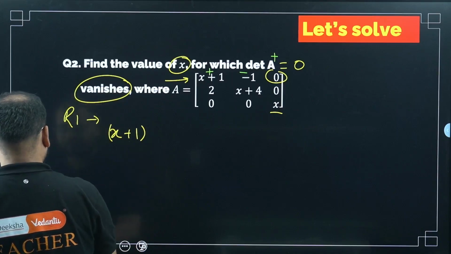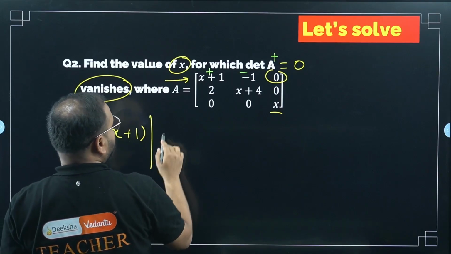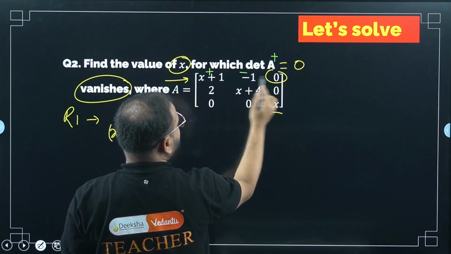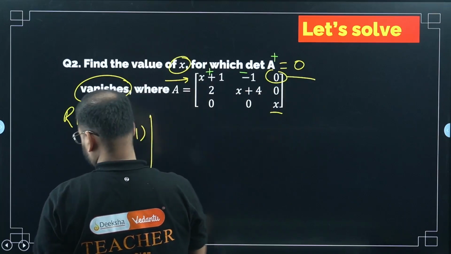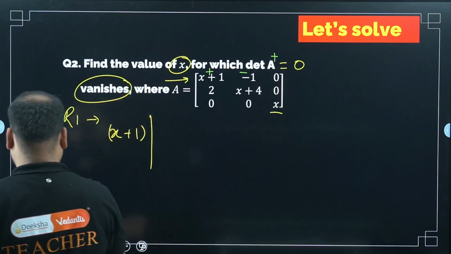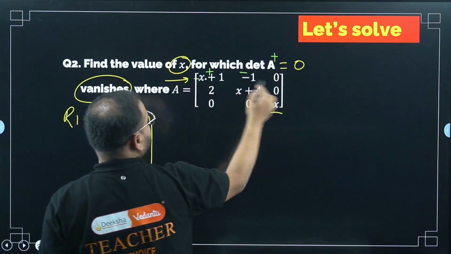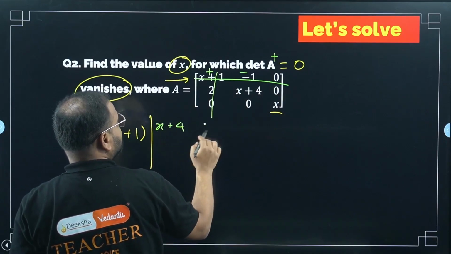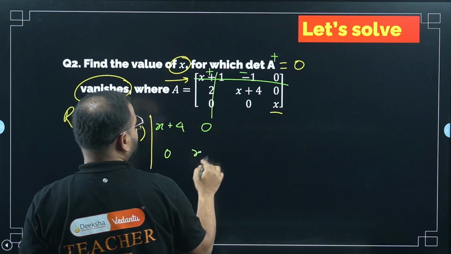Let me erase this. Times what? This is left now. If I take this, then this is cancelled. This and this is cancelled. I'll explain it to you anyway. So I'll cancel this and this. So what is left now? x plus 4, 0, 0x.